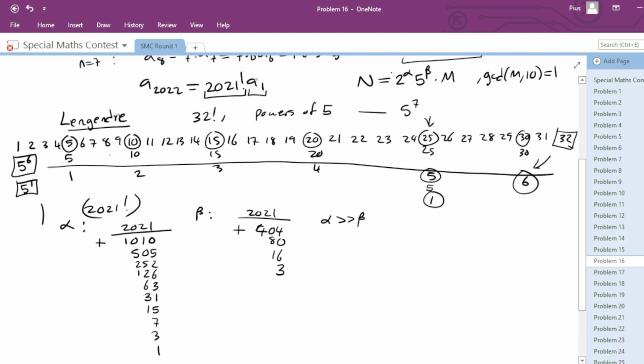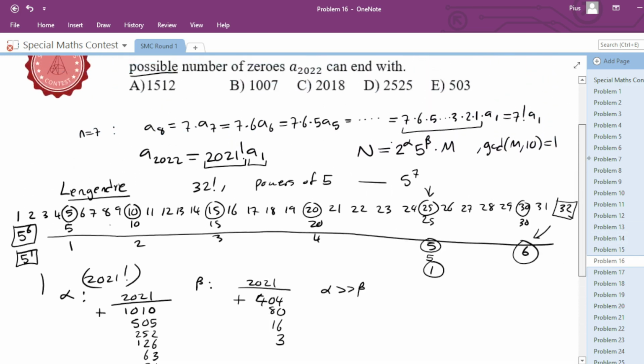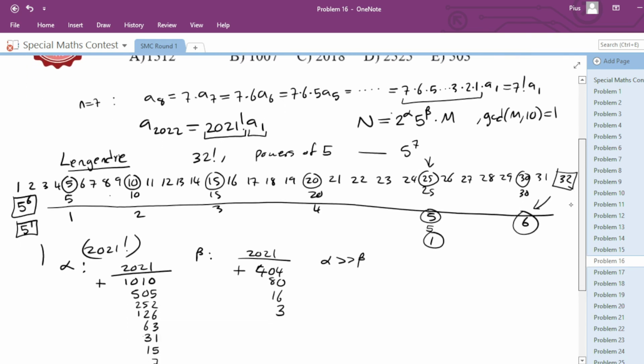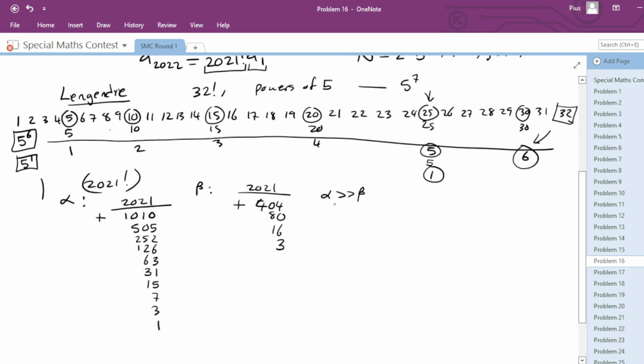But also remember that we have a1 contributing powers of 2 and powers of 5, but the highest power of 5 we can get is 625, which is not much. That's just 5 raised to the power 4. So even if we add that to beta, it's still going to be definitely less than alpha. So that means 5 is our number of interest. So we want to calculate the values of beta.